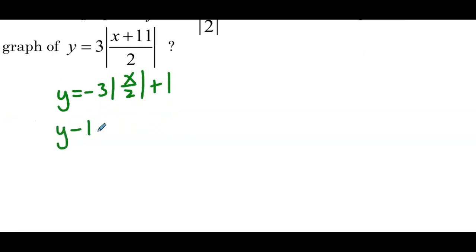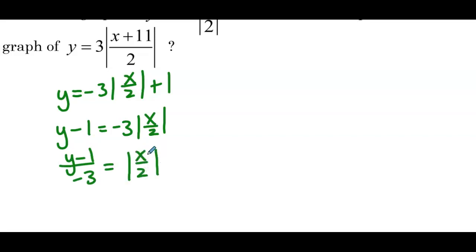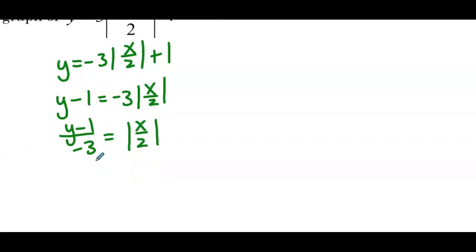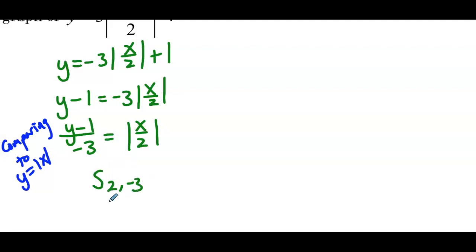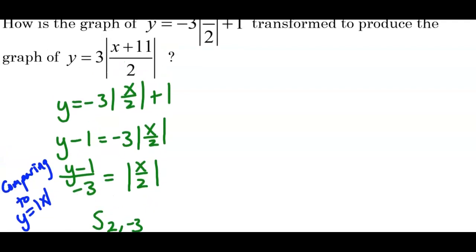Okay, so let's rewrite this. So y minus 1 equals negative 3 times the absolute value of x divided by 2. Y minus 1 divided by negative 3 equals the absolute value of x over 2. Okay, so compared to the parent function, so we're comparing to y equals the absolute value of x. Okay, so we have a scale factor of 2, negative 3, and a translation of 0, 1. Right, always opposite what winds up in the function.